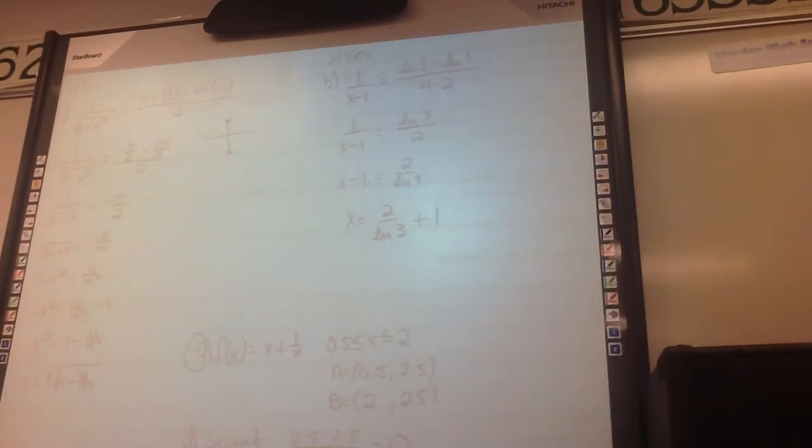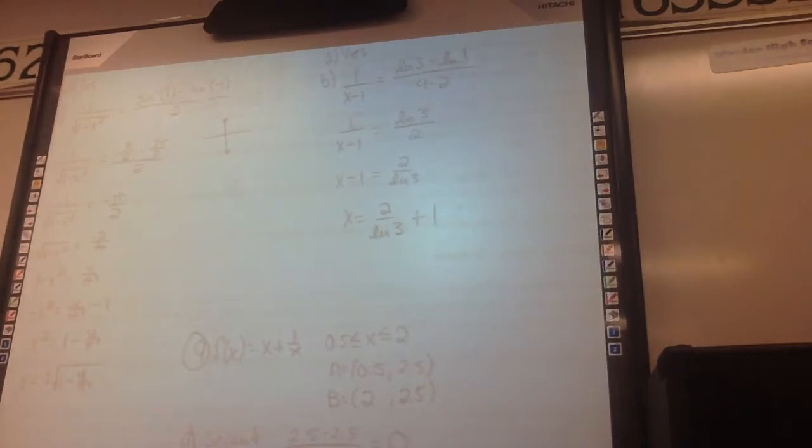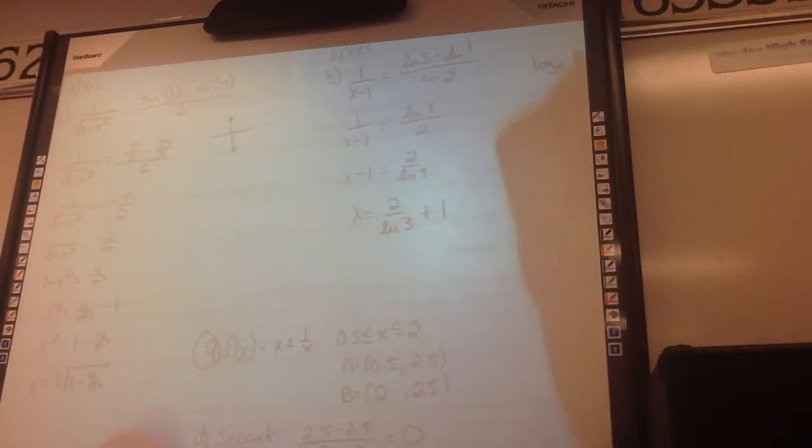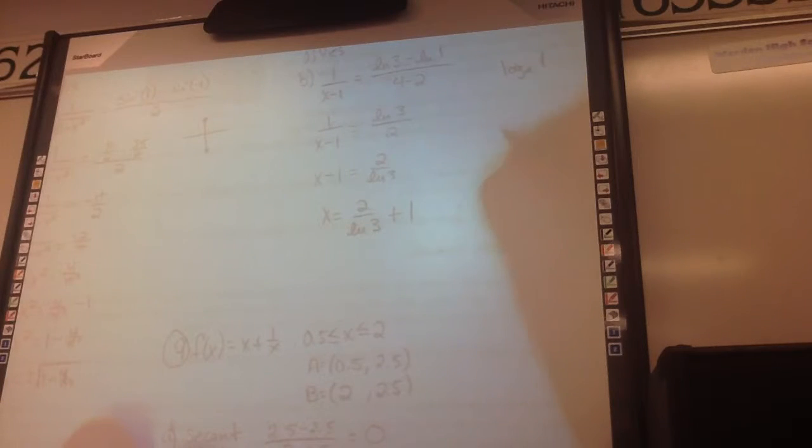You know the ln of 1 in your head? What does ln of 1 mean? It's the natural log, the log base e of 1. What does that mean?